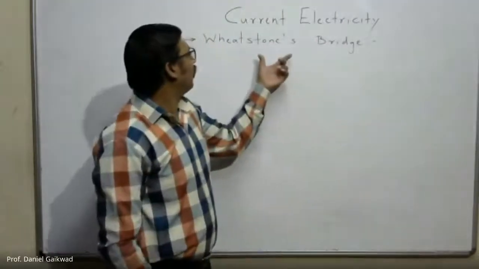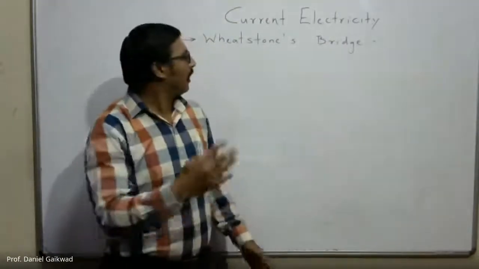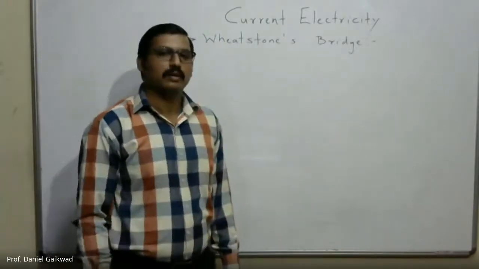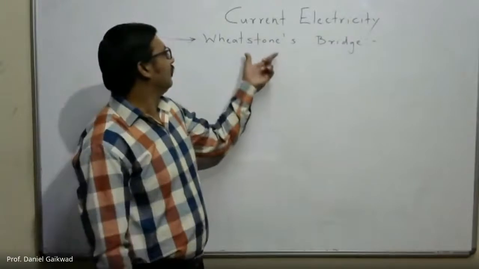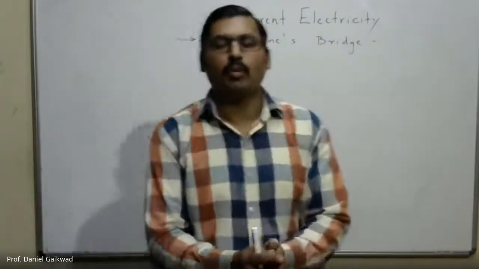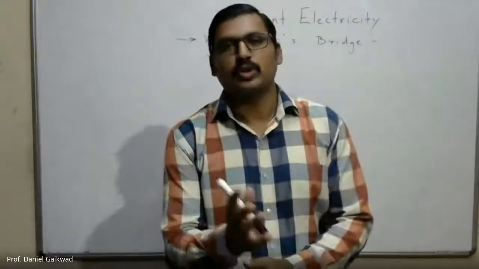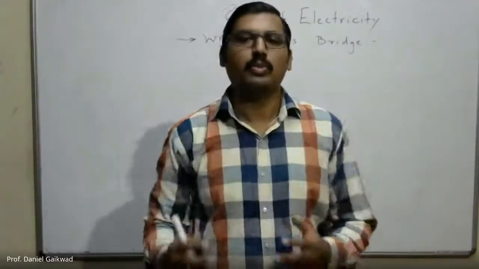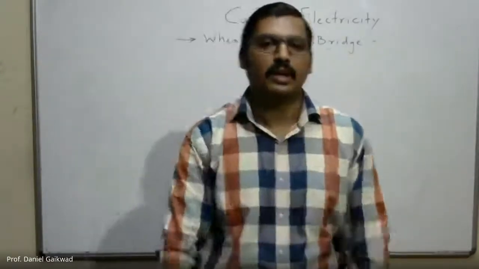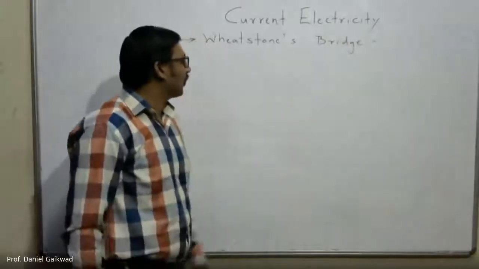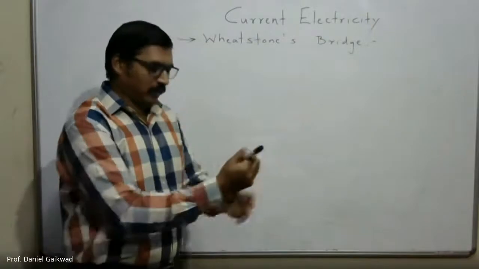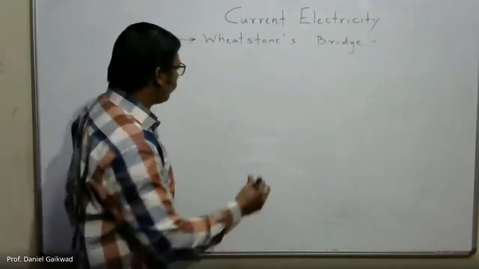One of the important topics from the exam point of view, the question is asked a number of times: with the help of a neat labelled diagram, explain the Wheatstone bridge network. So in that network, we have a combination of four resistors, suppose R1, R2, R3, R4 or P, Q, R, S. These four resistors are connected in the form of a loop, and the corresponding circuit we are going to draw like this.